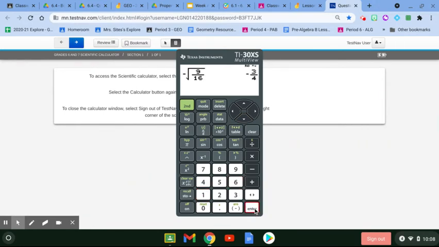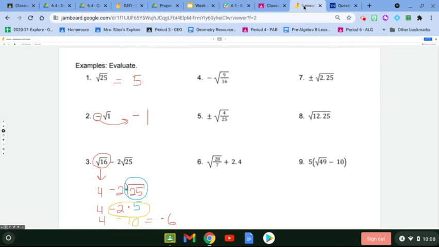9/16. And what your calculator is doing is it's doing the square root of 9 first, then it's doing the square root of 16 next. So the square root of 9 is 3, the square root of 16 is 4, and it's separating it into the numerator and denominator. So your answer is going to be negative 3/4.